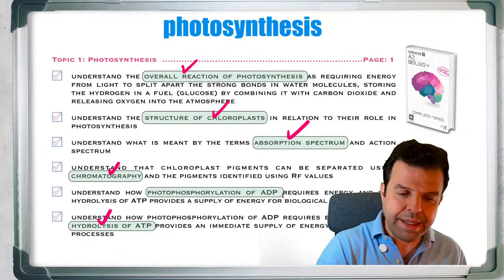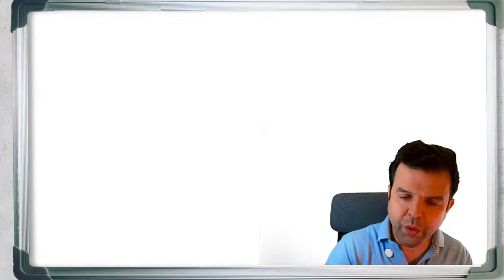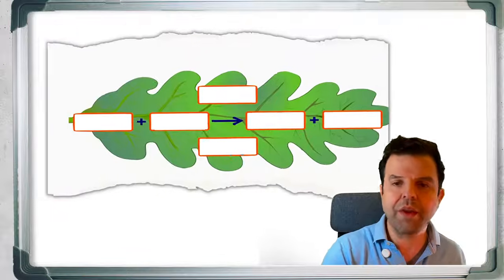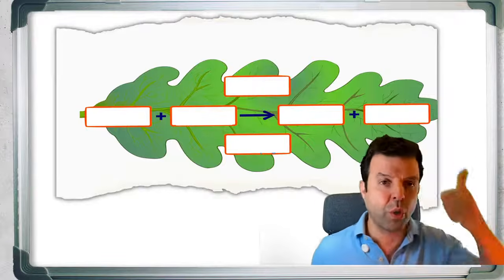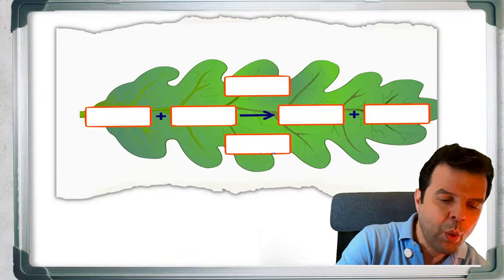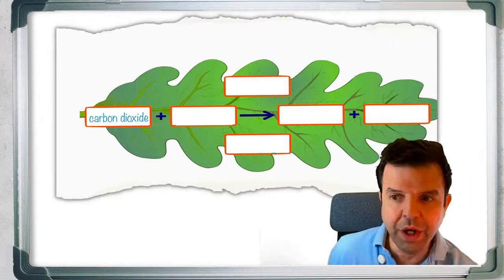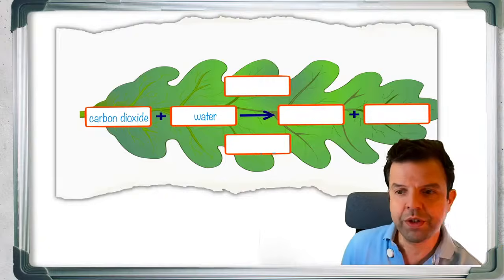I sent you a PDF this morning so we can write along with one another. I want to write the word equation of photosynthesis. So what are the raw materials? There are two raw materials of photosynthesis. One is carbon dioxide. Two is water.